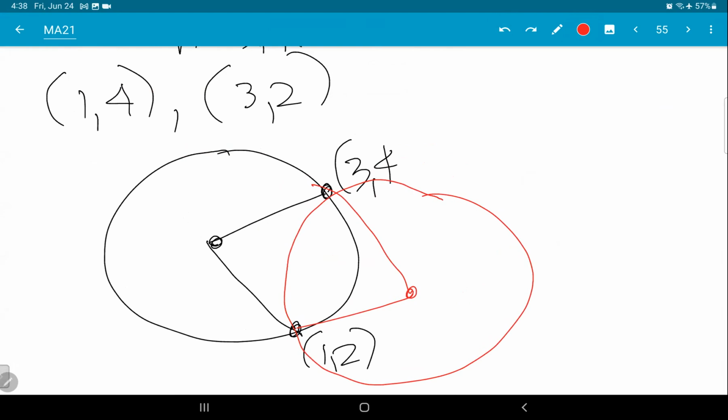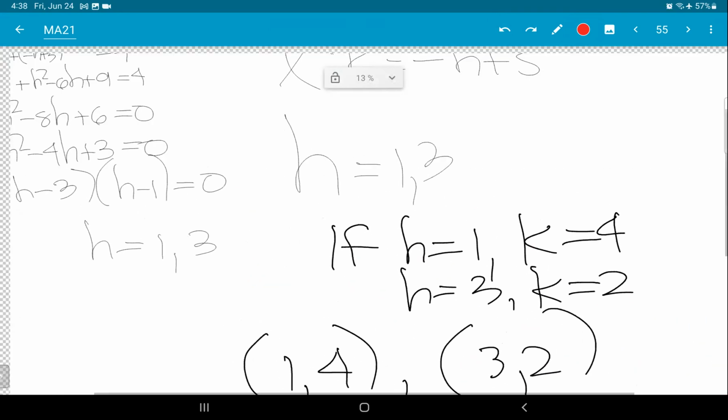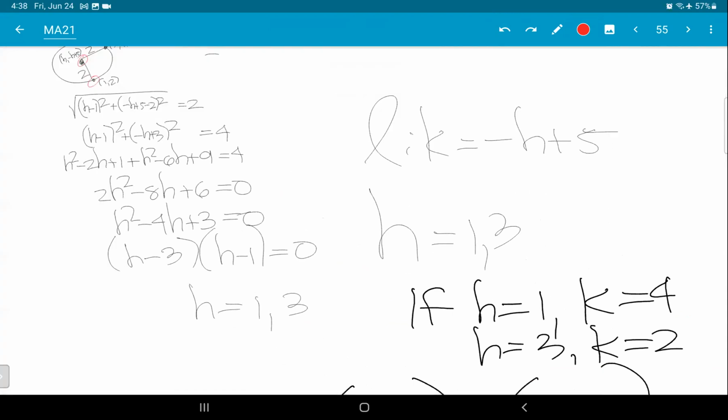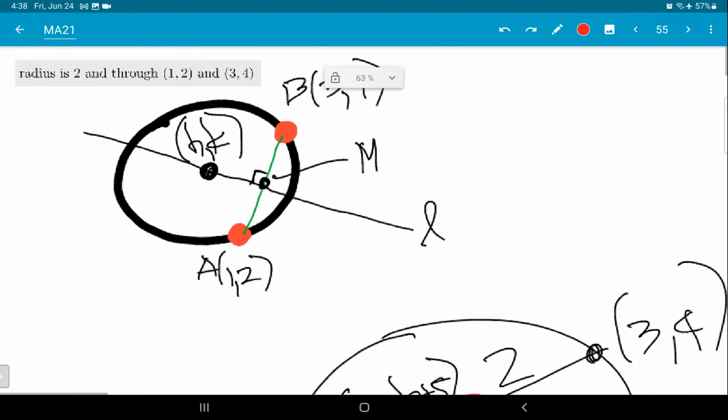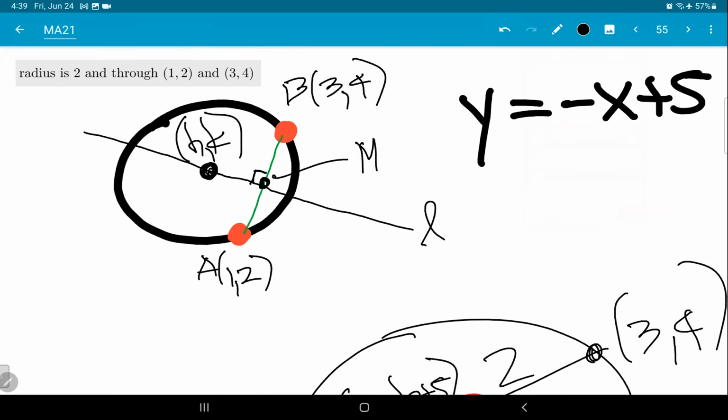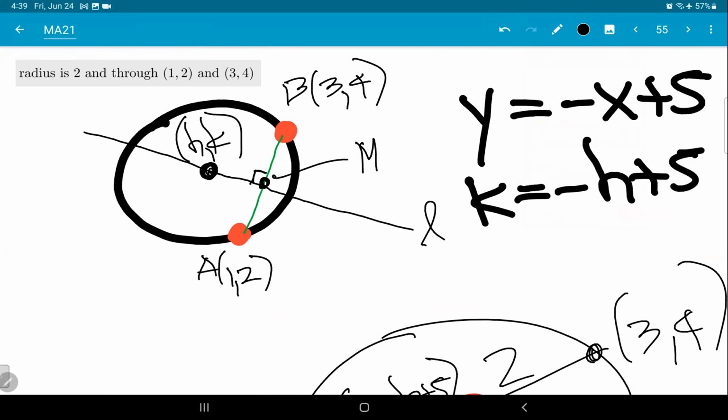How is K equals negative H plus 5 again? Review the video. Kinuha natin yung perpendicular bisector. Pag nakuha mo yung perpendicular bisector na yan, lalabas y equals negative x plus 5. Yung (H, K) nandun sa L, so it satisfies the equation of L. So yung K is the y, H is the x. Pero syempre, yung pagkuha ng perpendicular bisector, dapat alam mo. Basta yun nga, hinanap natin yung L.